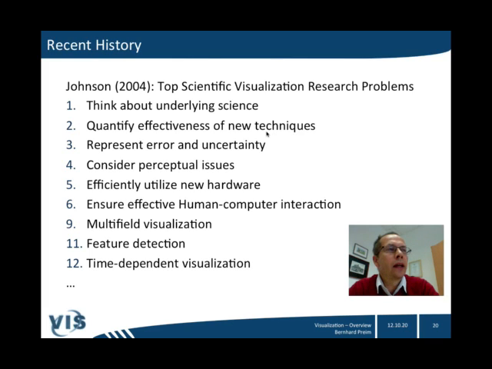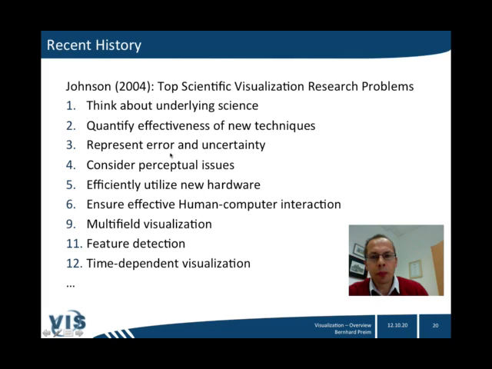Can your users for particular tasks solve a task better than before? Are they faster than before? Or is the kind of reasoning process they make more accurate than before? Do they make fewer errors? That all is meant with quantify effectiveness of new techniques, and it's really important.